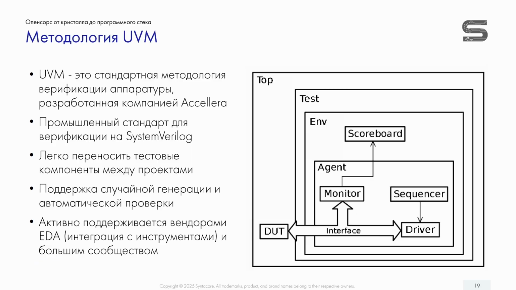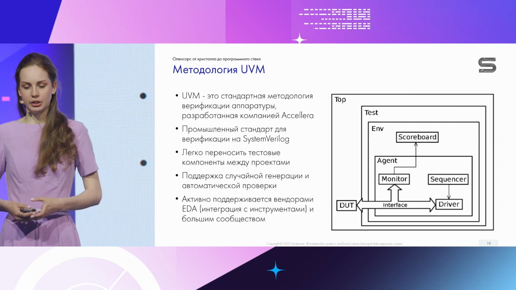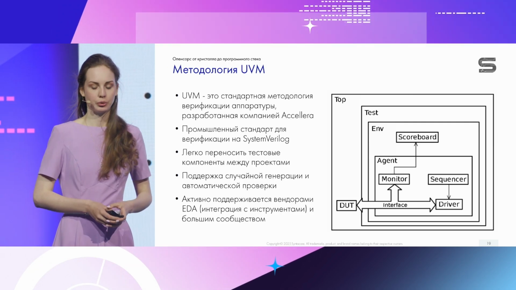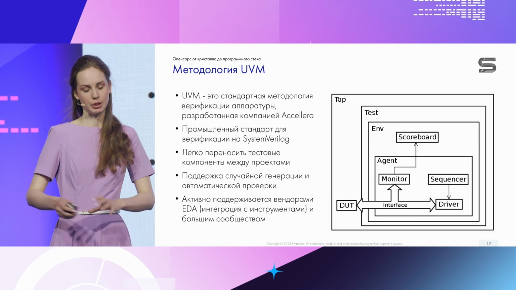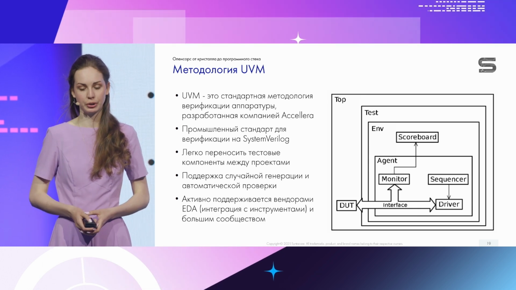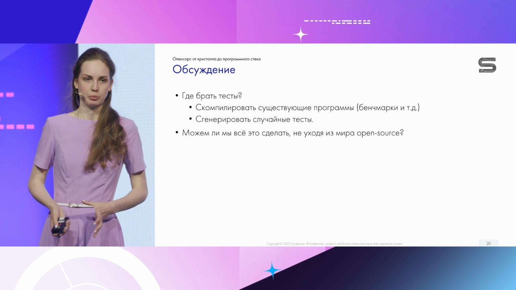So we have the DUT, the device under test. We have a sequencer, which takes the thread of tests from somewhere and sends it to the driver. This driver thread is sent to the device under test and then to the monitor, which monitors input and output data, and the scoreboard, which compares the data as an etalon with the result of the DUT, how it works from inside.